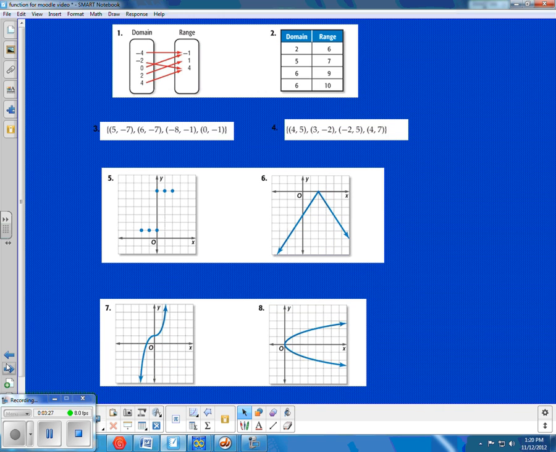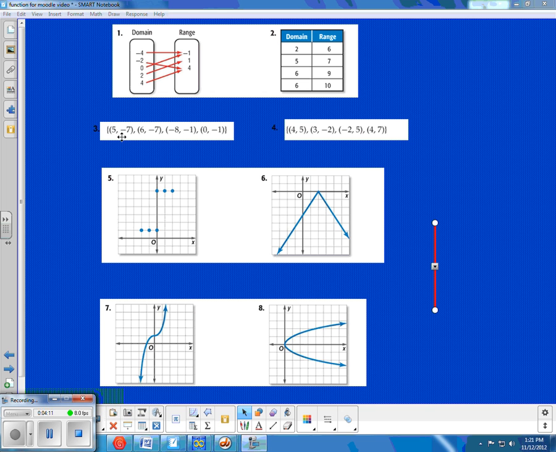Now we have some values, and we're going to test them to see if they are functions. The first two examples on top are tables of data. So in this data, again, we're going to look at our domain values: -4, -2, 0, 2, and 4. They are all unique, so the domain values are unique, then it's a function. If we look at the domain values here, we have two 6s that go to 9 and 10. These two are not unique in our domain. They have two different range values. This one cannot be a function.